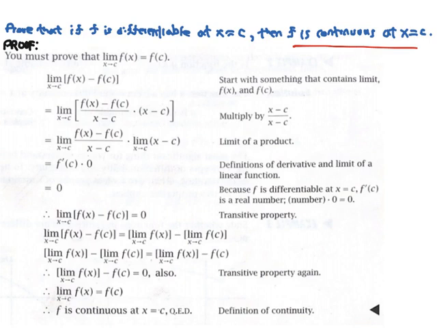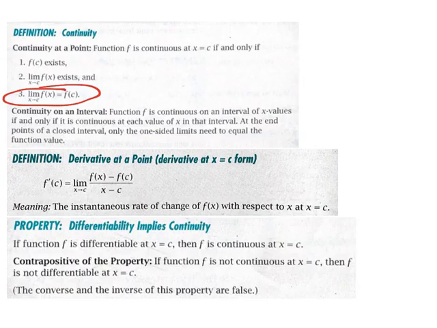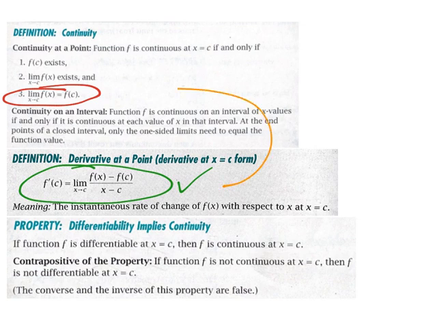So to prove continuity of the function at x is equal to c, we have to show that this is the case by definition. What do we know to begin with? We know that the function is differentiable at x is equal to c. What does that mean? By definition, it means this limit must exist. So this is what we know to begin with, and from here, we have to show that this must be the case.